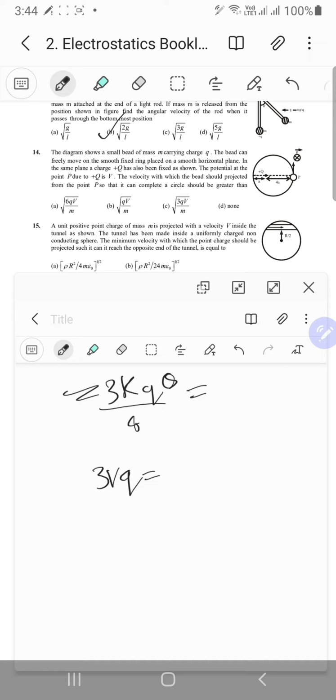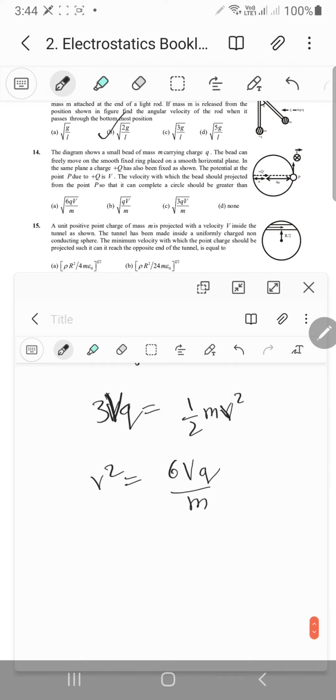So this should be equal to the kinetic energy it initially had. So half mv squared. What's the mass? Okay, they didn't give us anything. They did, but not in terms of anything else. So now this is potential, this is velocity. So v squared is equal to 6 capital V q upon m, square root of that thing. Looks like this is the option.